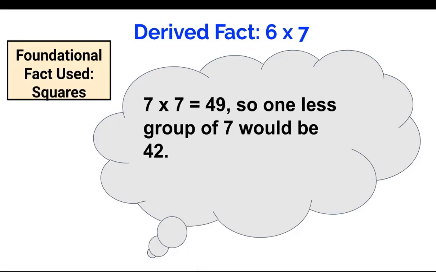Another example would be the fact 6 times 7. Oftentimes that's a difficult one for students. I know my squares. For whatever reason, 7 times 7 has always been easy for me. 7 times 7 is 49. However, it's 6 times 7, so I actually need one less group of 7, and that would be 42. So in that case, I kind of used what's called compensation. I added on an extra group, but then I adjusted it, and I used the foundational fact of squares.